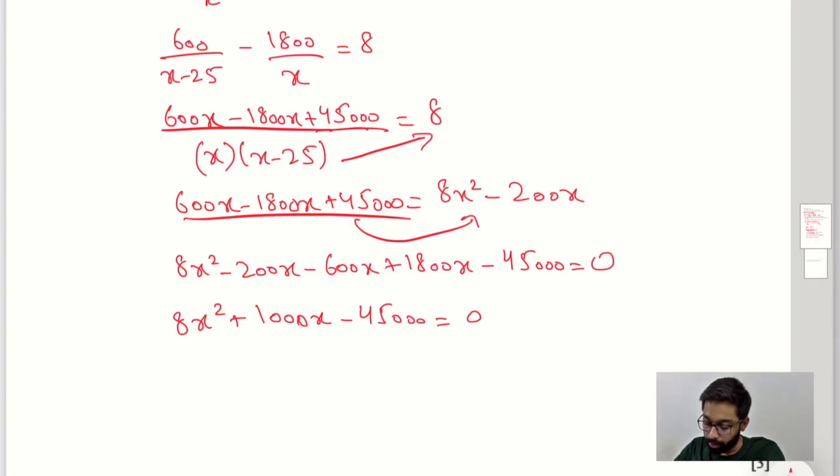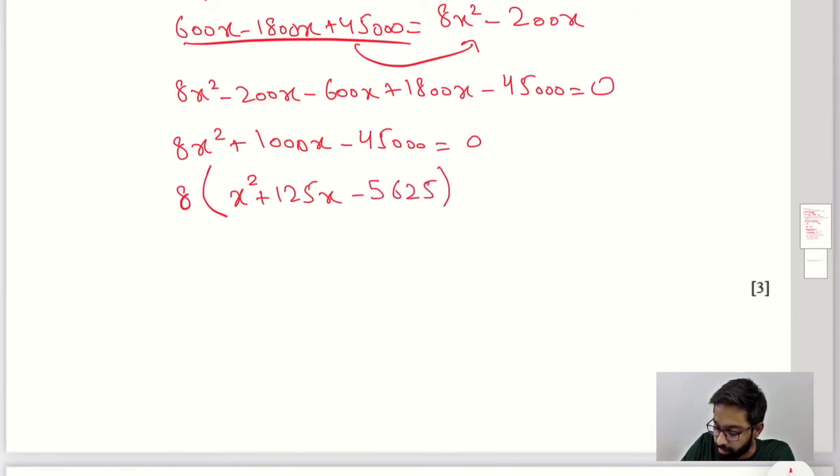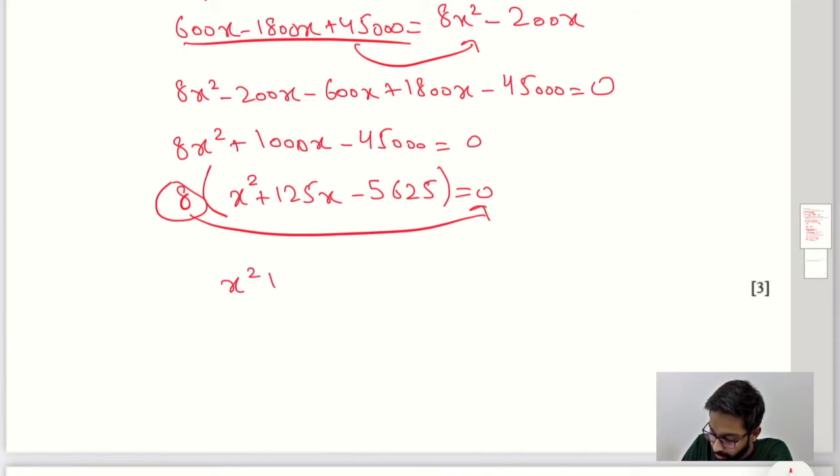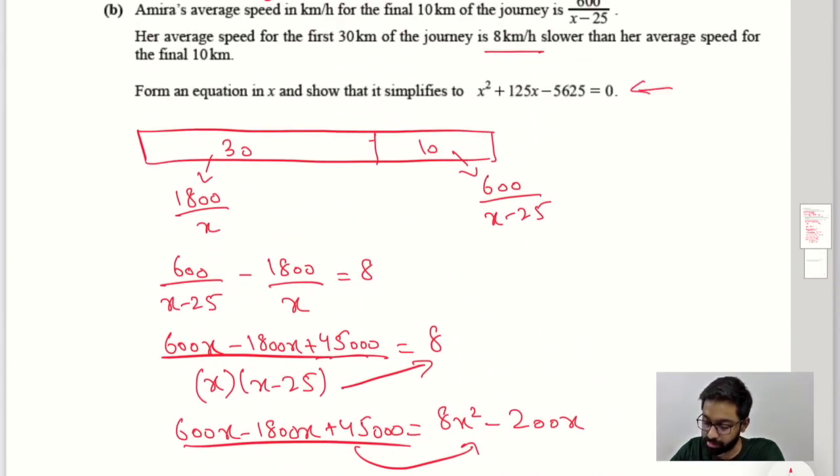Now, in order to simplify this, I can take 8 as the common factor out of this equation. So I will be left with X squared plus 125X minus 5625 equal to 0. This 8 can be moved to the other side and divided into 0, so you get nothing from that. So your final answer is X squared plus 125X minus 5625 equal to 0, and this is the same as the given equation, so it is proved. Let's move to the next part of the question.